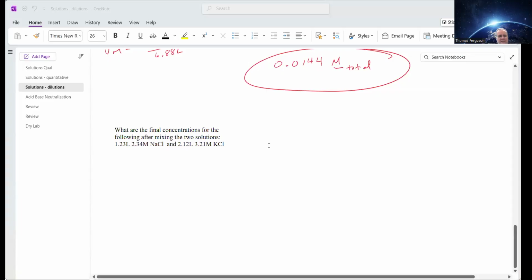I'm going to do a final solution problem. It's going to be where I'm taking two solutions and dumping them together and asking you for concentrations of individual ions. We're going to dump in sodium chloride and potassium chloride together. I'm going to ask you for what's the concentration of sodium ions, potassium ions, chloride ions. Okay, so let's review.